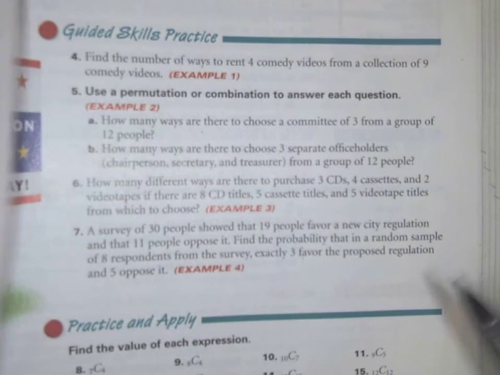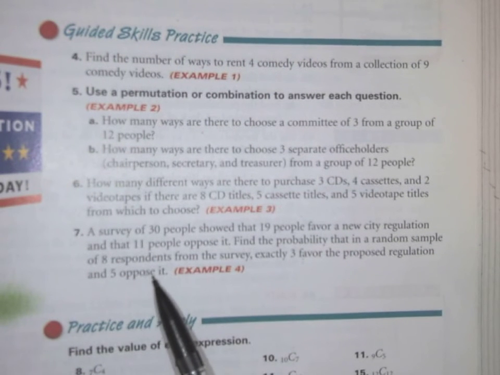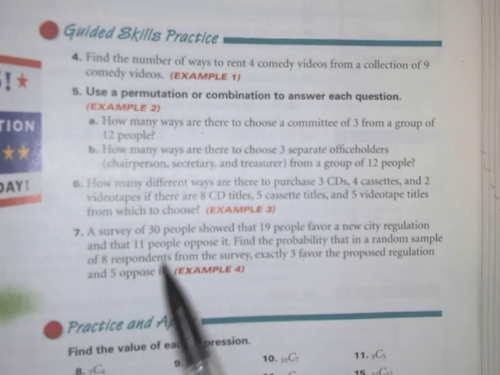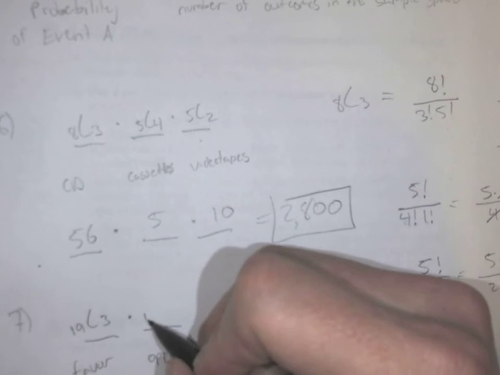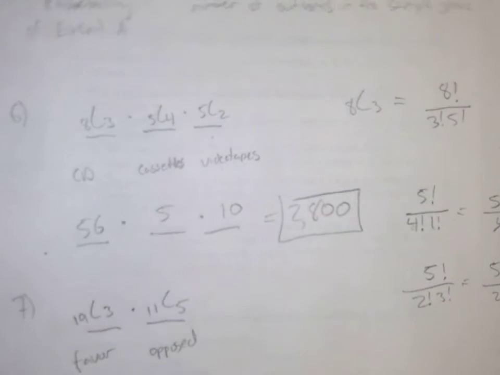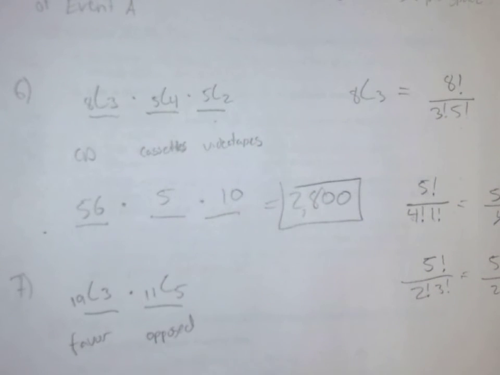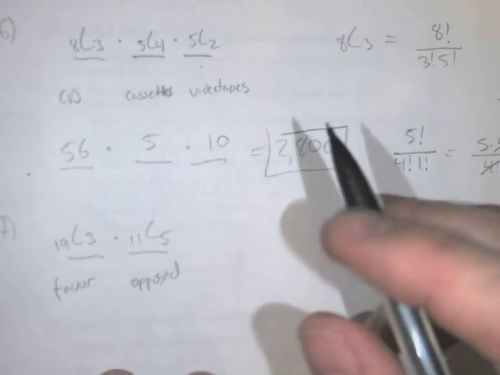And then the people who are opposed, there's 5 who oppose this regulation, or we want to choose 5 that oppose it out of 11. So there's 11 people that opposed it. We want to figure out how many ways there are to choose 5 of those people. So let's figure out each of these separately and then multiply them.